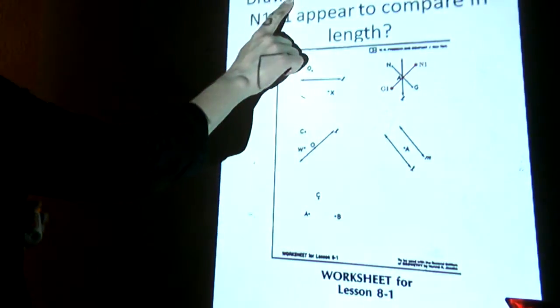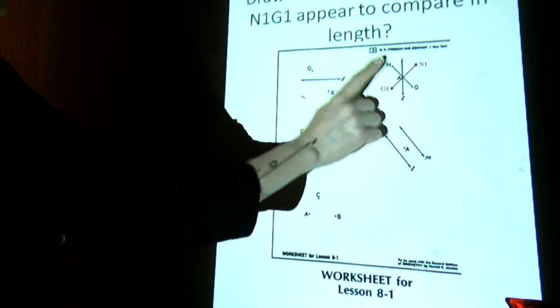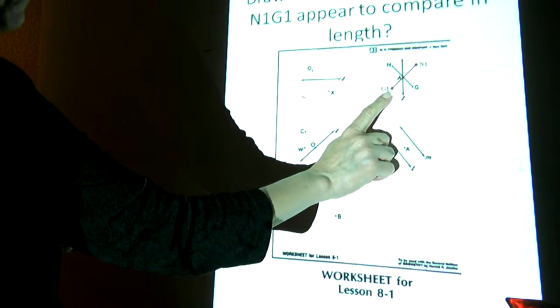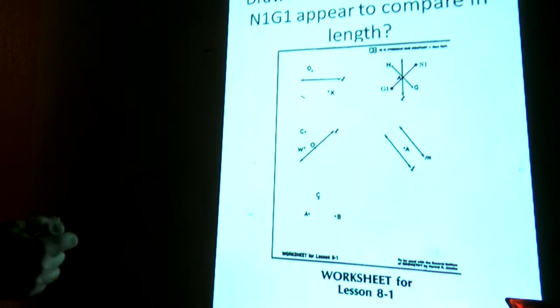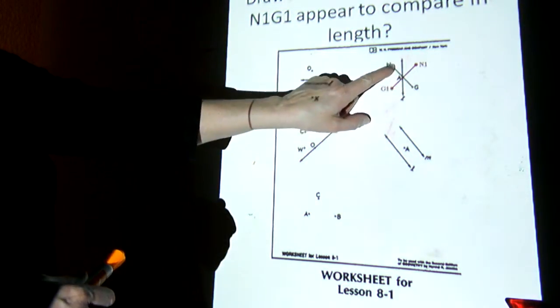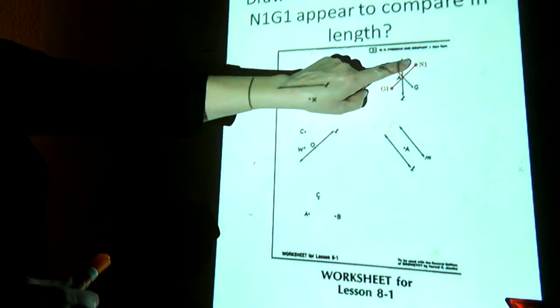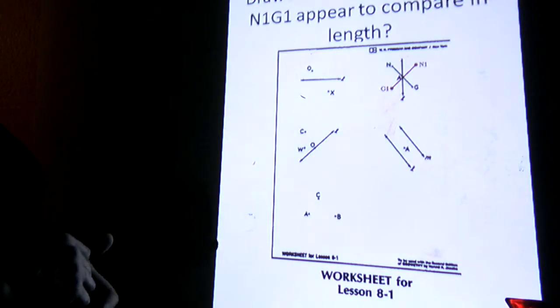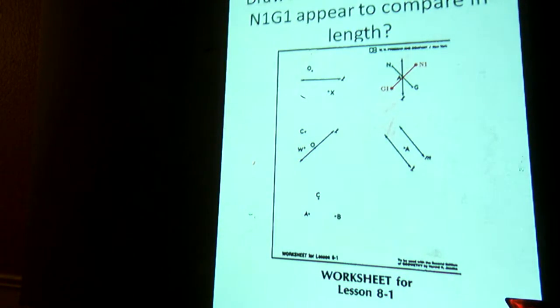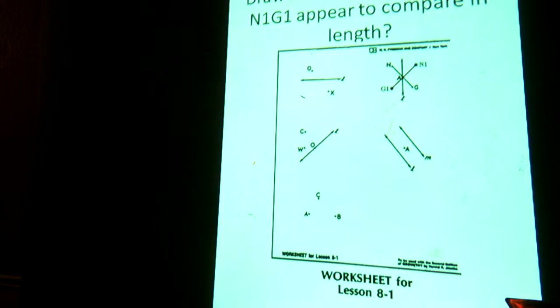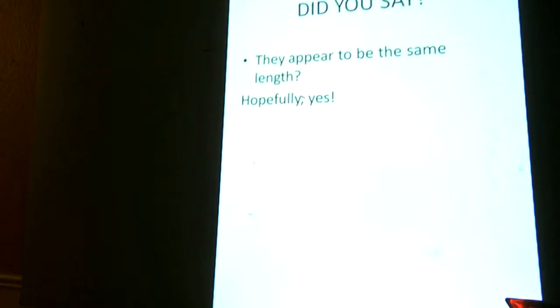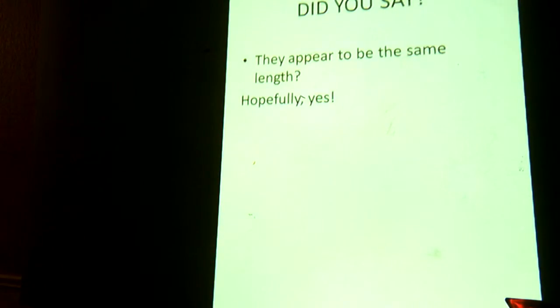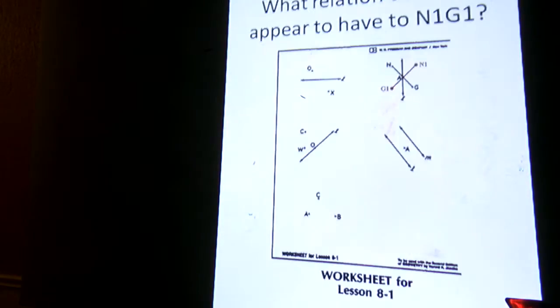Then they want you to draw N1, G1. So you're going to draw a line from N1 to G1. And then how do NG and N1, G1 appear to compare in length? So I want you to think about that just for a minute. It won't take long. How do you think they compare in length? And hopefully you said they appear to be the same length.